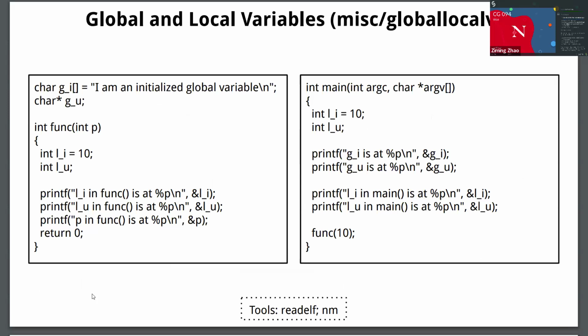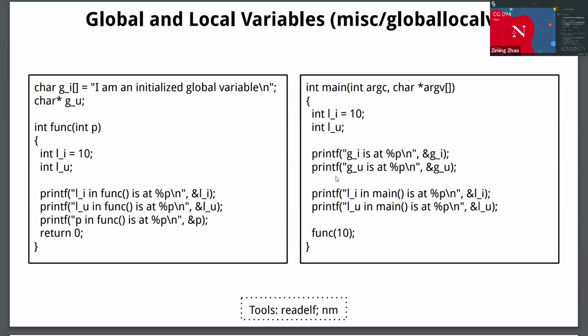Then we have four printf functions. After that, we call another function called func. Func takes one integer input, p. Func itself has two local variables, and they have the same name as the local variables in the main function. It doesn't really matter, right? Even if they have the same names, they have different scopes. Then you print out all the local variables' addresses and also p, the parameter, which is also a local variable address.